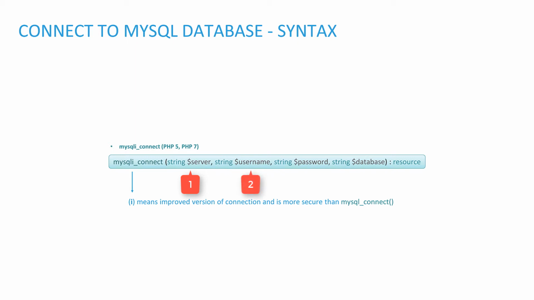The username is the authenticated user that has permission to connect to the MySQL server and the database. The password is the credential of the username for accessing the MySQL server, and the database name is the name of the MySQL database you want to connect to. Let us see an example.